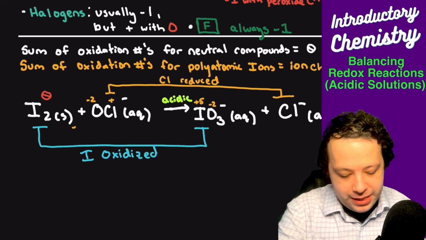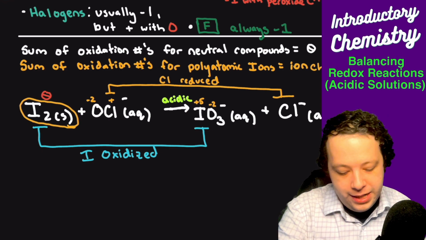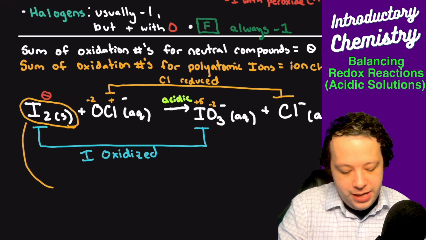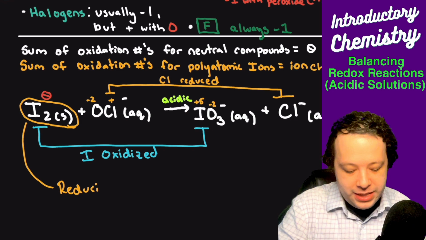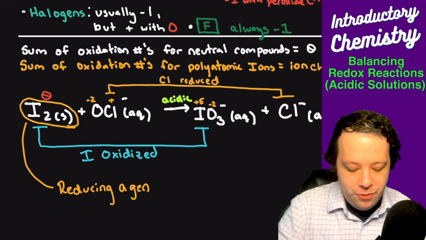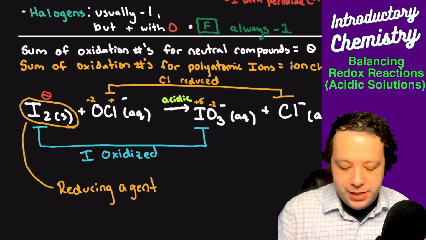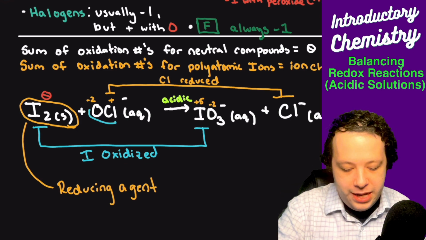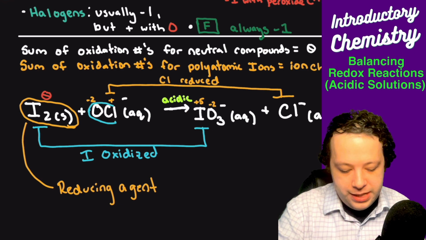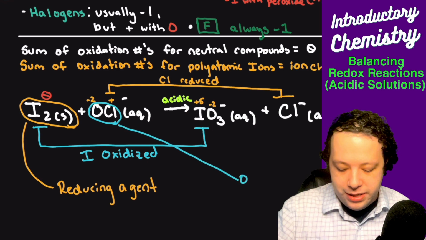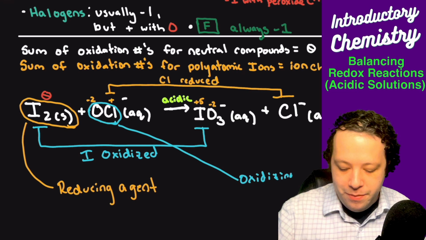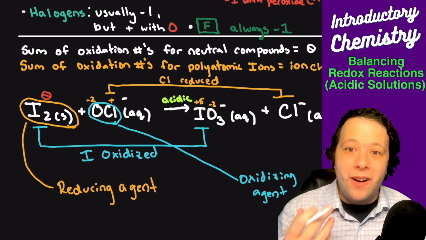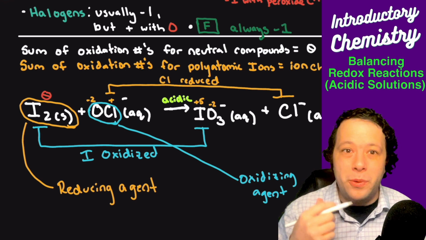In this case, iodine I2 is being oxidized. However, it's causing the reduction, so that makes it the reducing agent. It's like the opposite when we're looking at each of these pairs. Since chlorine is being reduced, OCl in this case is the oxidizing agent. That is how we would label them, since it's all about what they are causing in a given reaction. All right, let's take a look at our next part, where we're going to write our half reactions.